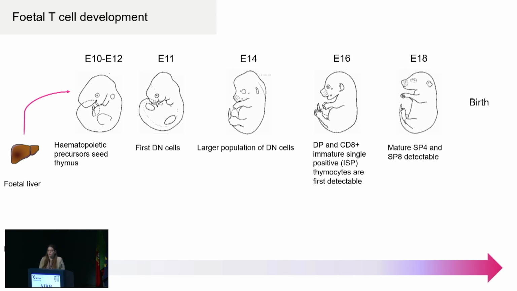So just to have a little recap about fetal thymic T cell development. Unlike the adult, the precursors come from the fetal liver in the fetus. And they generally emigrate into the thymus at around embryonic day 10 to 12. If you think of the gestation of a mouse, it goes from embryonic day 0 to around 19 or 20, depending on the strain. So at around E10 to E12, you get hematopoietic precursors seeding the thymus. From around E11, you get proliferation of the first double negative cells. Around E14, you get a larger population of double negative cells. At E16 is when you start detecting the first double positives and the first immature single positives, or CD8 positive ISPs. And at E18 you start detecting some mature single positives. And just after that, you get birth.